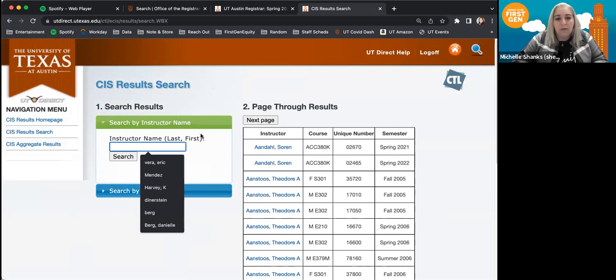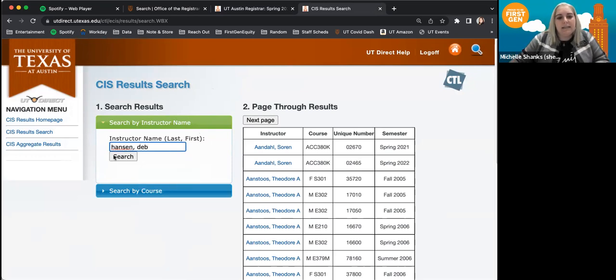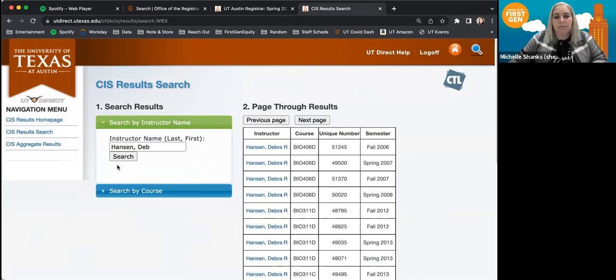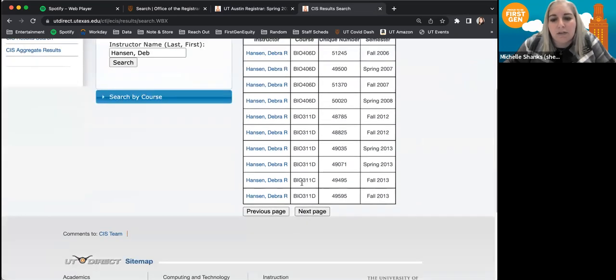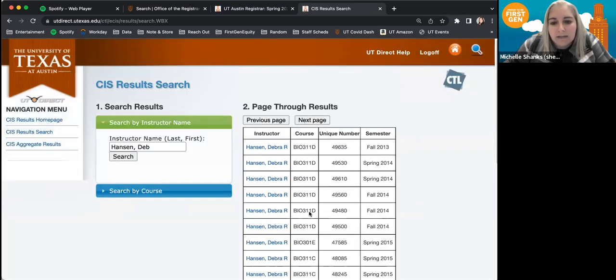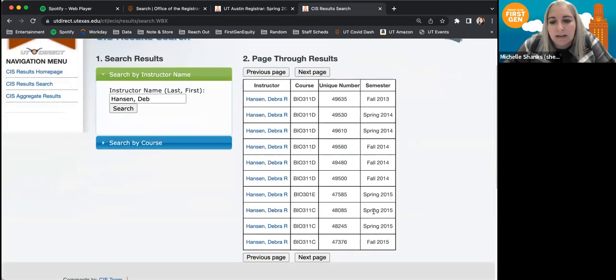Okay, but I know that the professors who teach that class are Hanson, Deb, and I'm going to click Search. You want to make sure that you're looking at the exact course that you are looking at taking, because you want to make sure that the feedback is for the course that you're actually looking to sign up for.